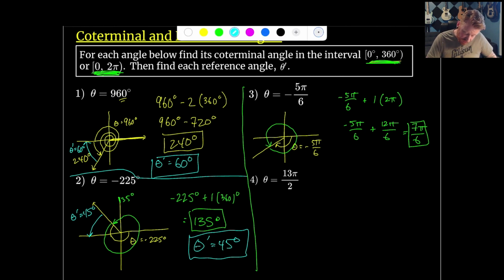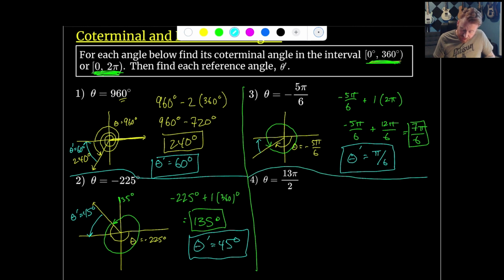Now I want to find that reference angle. So again, we're just moving the closest way back this way. And this reference angle is going to be 30. Oh, I don't want to do it in degrees, but pi over 6. If I go one more pi over 6 in that direction, I would be at the x-axis again, or the horizontal axis, I should say. So there we go, we've got that one now. The coterminal angle is 7 pi over 6, and the reference angle is pi over 6.